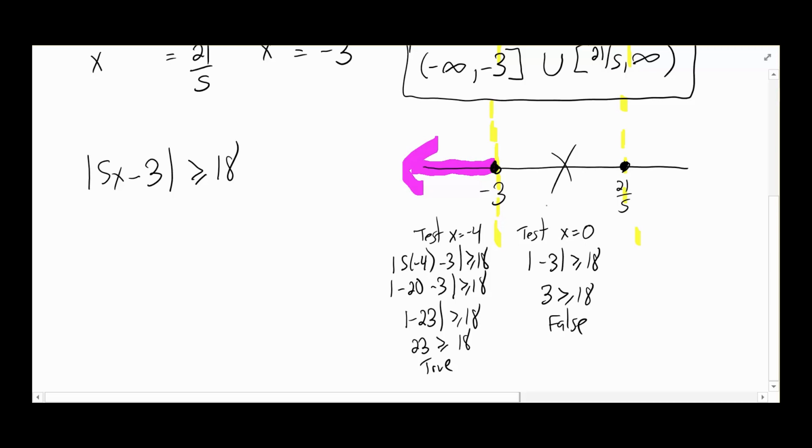Now 21/5 is what, 4.2? So if we're going to test a point to the right, we need to test something bigger than 4.2, like 5. So that's going to give us 25 minus 3 is bigger than 18. This gives us 22 is bigger than 18. That's a true statement, and so we should shade that.